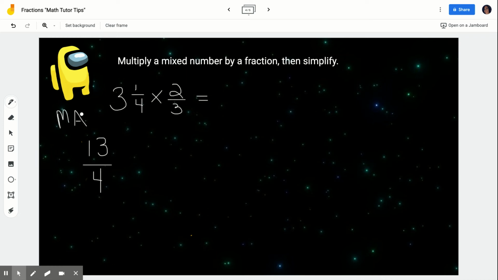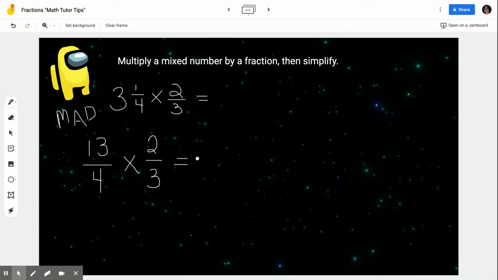Let me write this here so you know exactly what I was doing. Multiply, then add, and the denominator stays the same. So 13/4 is the same as, or equivalent to, 3 1/4. So now we're going to solve 13/4 times 2/3.